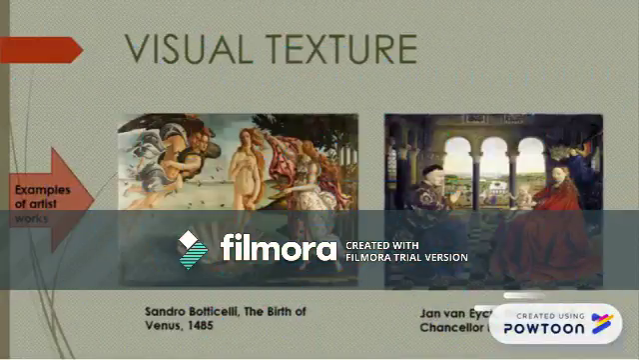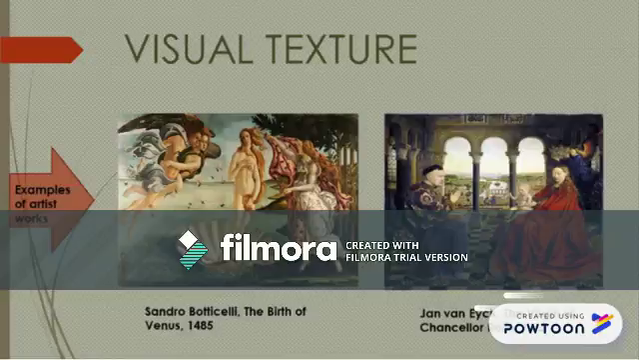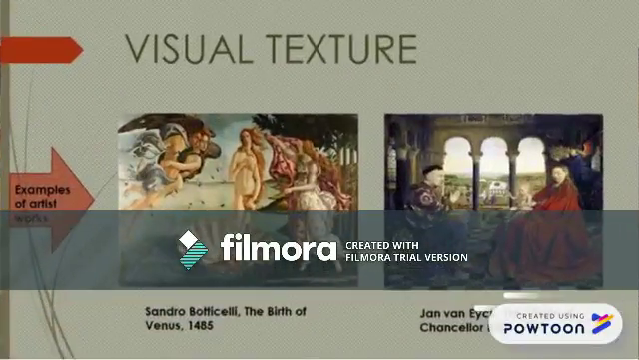Visual texture refers to an implied sense of texture that the artist creates through the use of various artistic elements such as line, shading, and color. Examples of artists' works are shown to suggest visual texture.